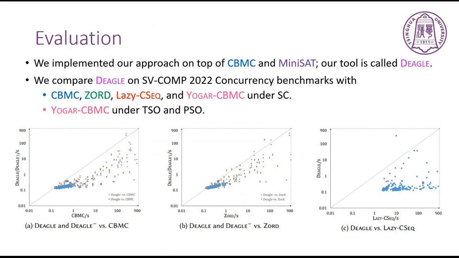Under memory model SC, we compare DIGO on SV-COMP 2022 benchmarks with several state-of-the-art concurrent verification tools. CBMC, the basis of all partial order approaches. RORD, our previous partial order work published in PLDI 2021. Lazy-CSeq, another approach based on sequentialization. Yogar-CBMC, a novel approach that uses partial order in an abstract refinement manner.